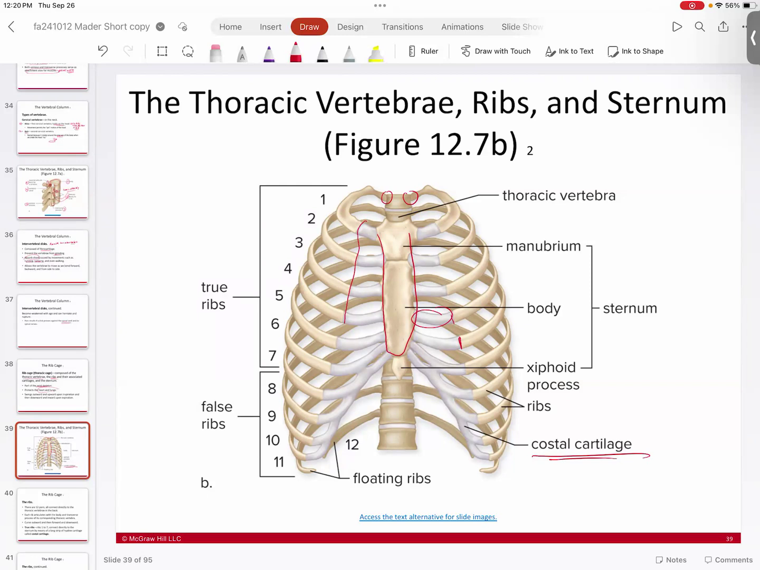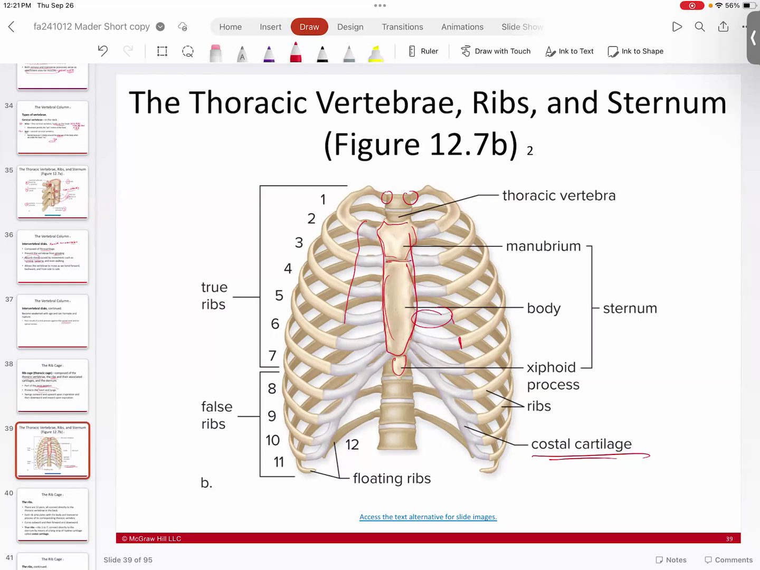Now your sternum is made up of a couple of different regions. For instance, you have the manubrium, which is this badge-like structure at the upper portion of your sternum. Then you have what's called the sternal angle, and then you have the body of the sternum down here, which is your chest bone proper. And then at the very bottom, you have your xiphoid process, which is a little piece of bone that sticks off the end of the sternum to which muscles will attach.